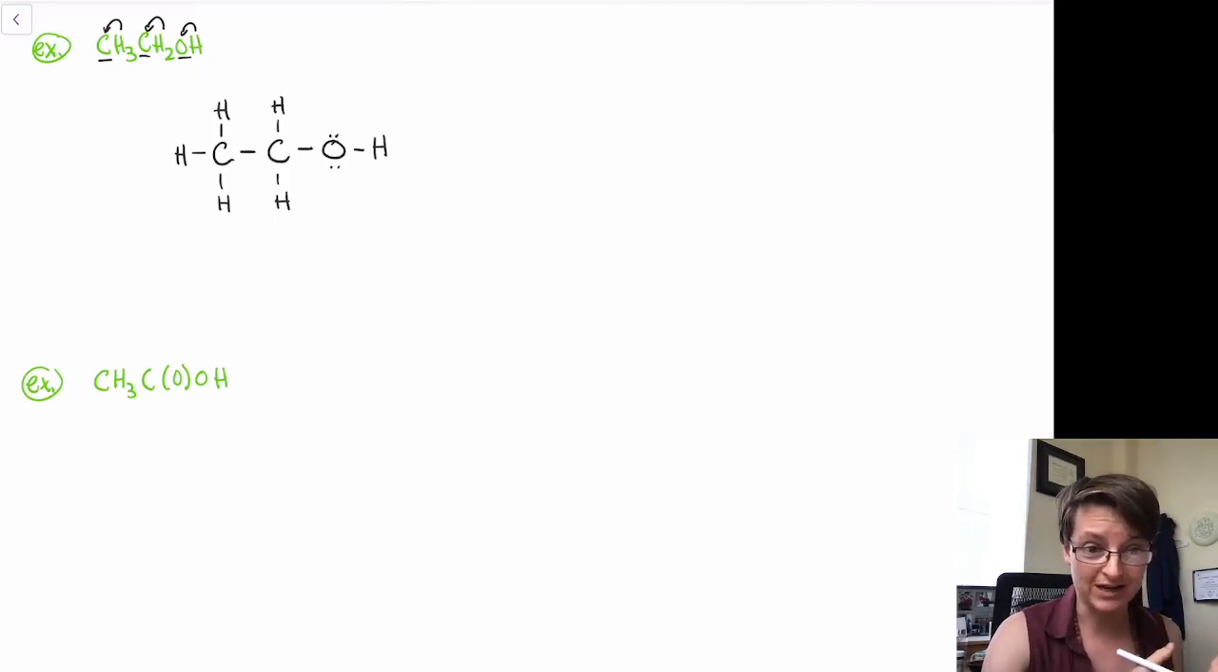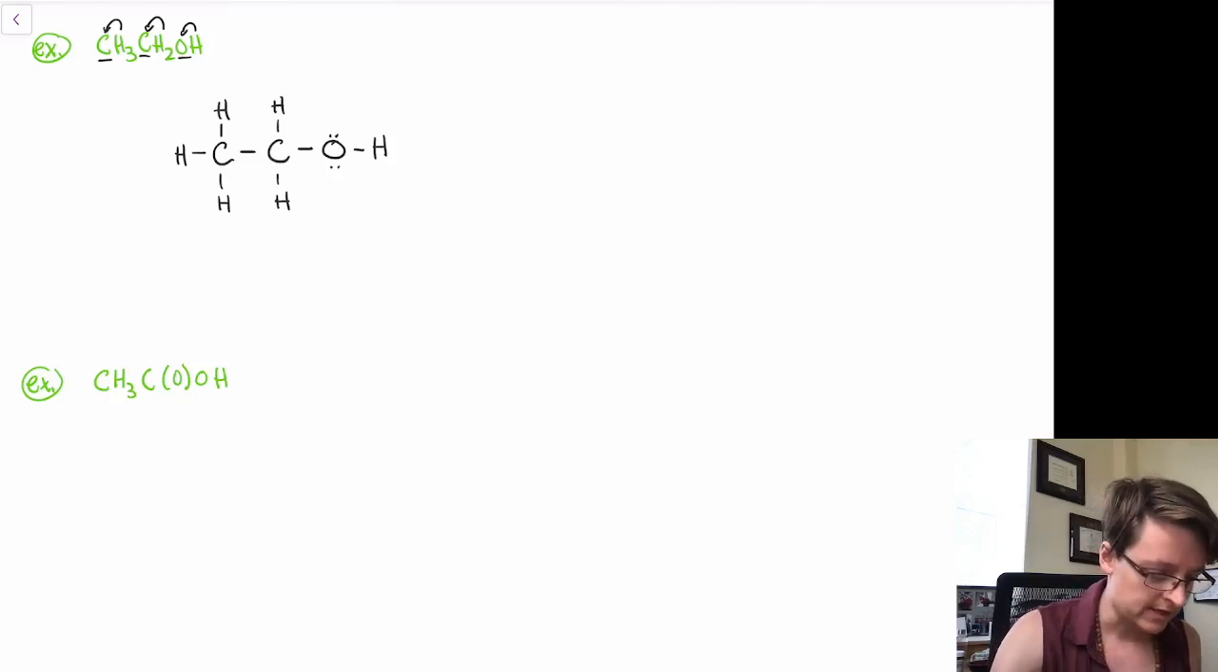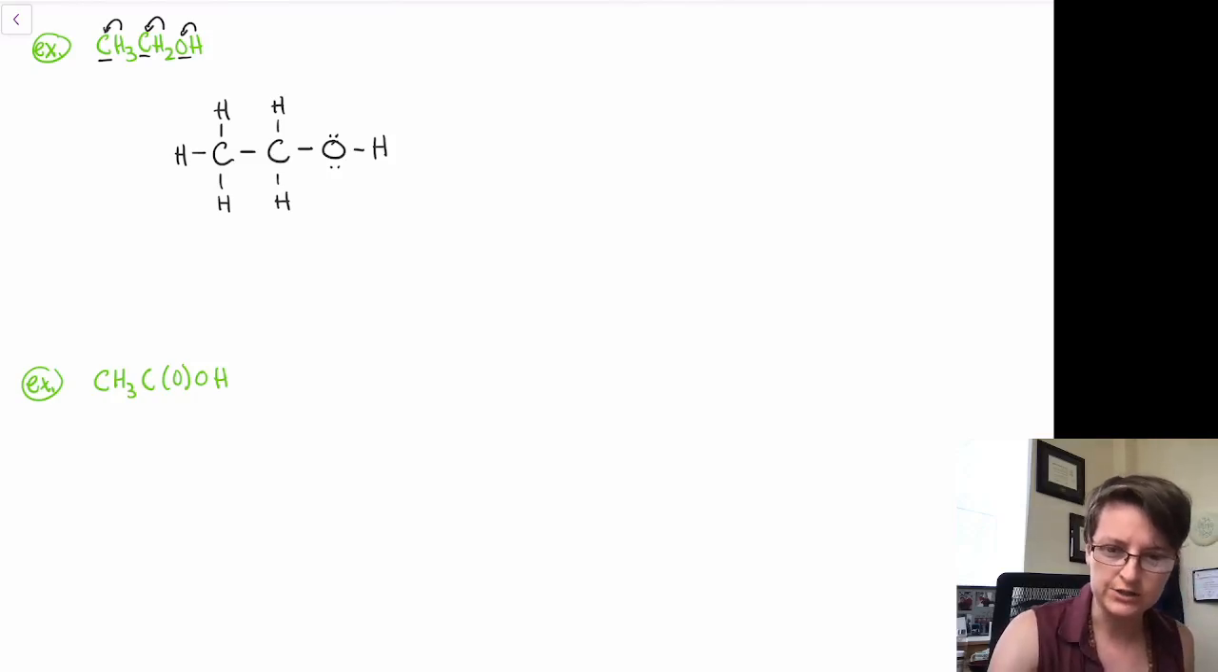Our second example is CH3COOH, also known as acetic acid or vinegar. The reason I want to do this second example is you might notice that the first oxygen is written in parentheses. You're not always going to see this in the literature, but when you do, it's a sign that this oxygen is not going to be part of the overall chain. It's going to be one of these outer atoms.